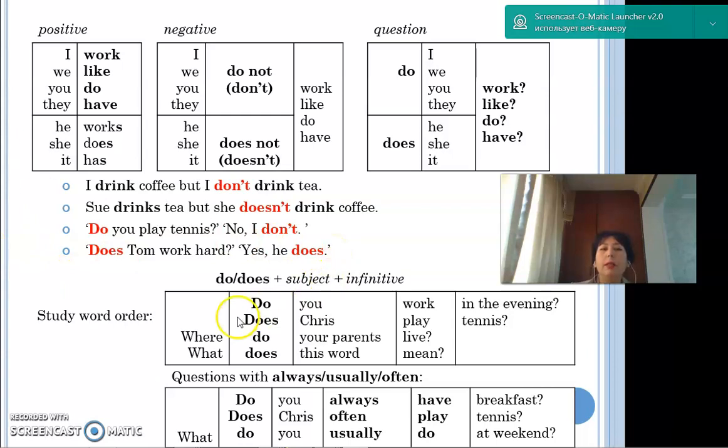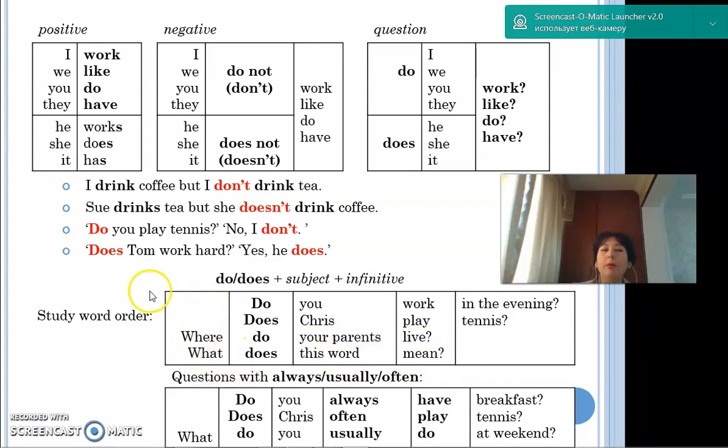Let's look at the word order in the questions. In the first place, the question word like where, what, then do, does. The third place is the subject, you, your parents, Chris, and so on, and then the infinitive verb. So, do you work in the evening? Does Chris play tennis? Does, because it's Chris, he. With he we use does. Where do your parents live? What does this word mean?